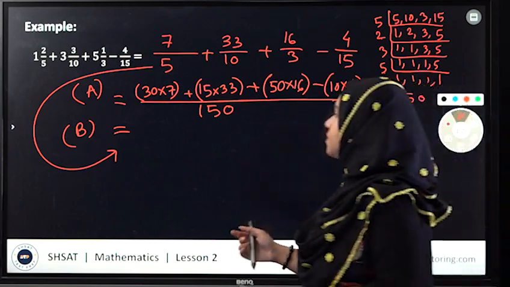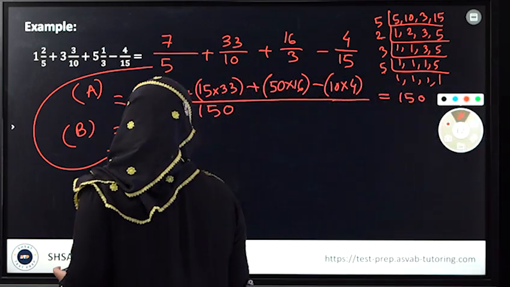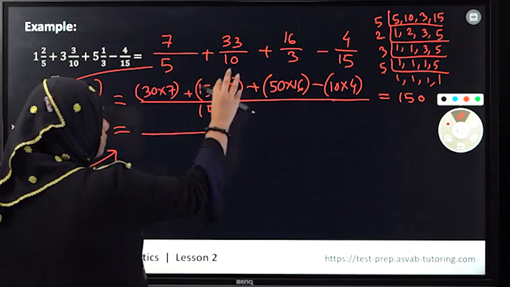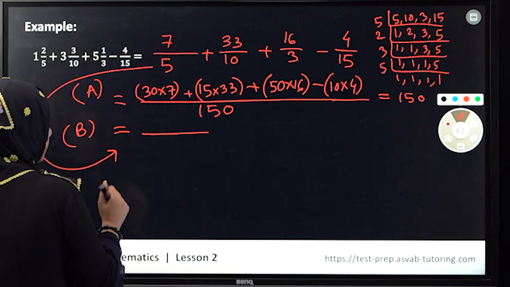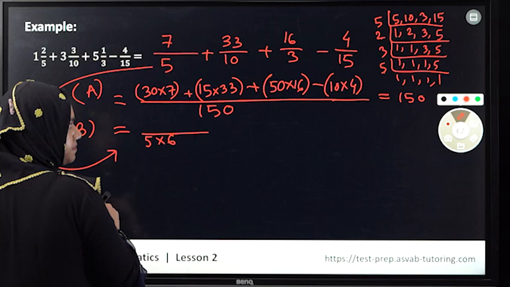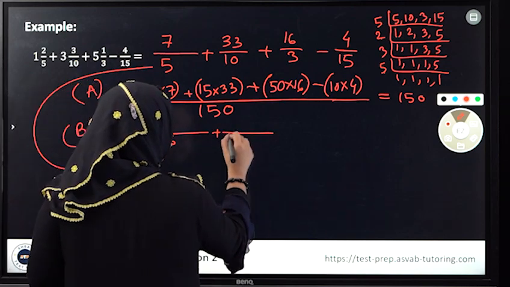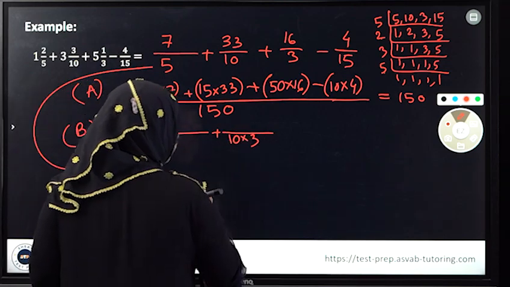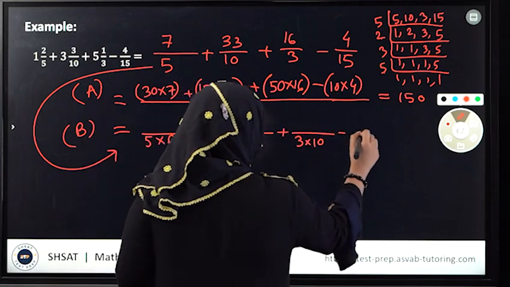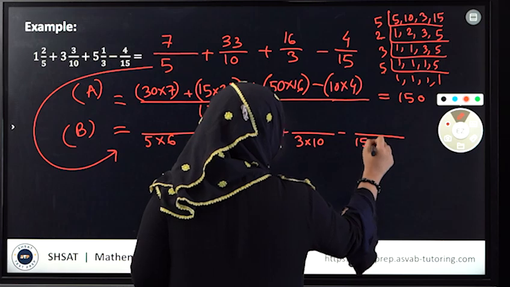It can be a safe number with which you can divide all of these denominators, right? So if you want to go for 30 with all 4 of these fractions, what can you do? You can do 5 times 6 as 30. In the case of 10, you can write 10 times 3 as 30. In the case of 3, you can do 3 times 10 as 30. And for 15, you can do 15 times 2 as 30, okay?